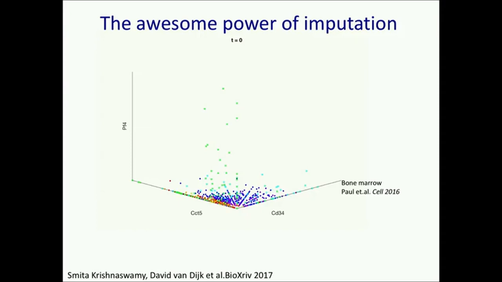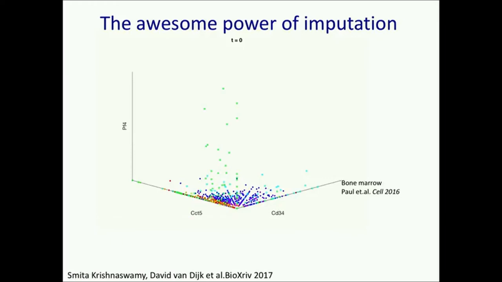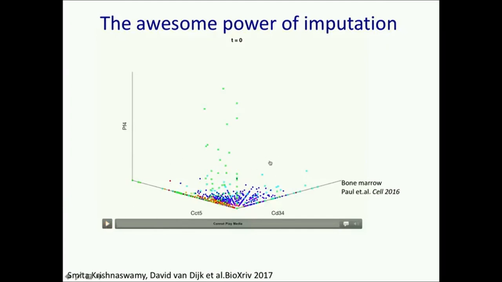I also love imputation. This is the one slide from my lab, together with Smita, who has her own lab, and David. And here is the power of imputation. We have a bunch of different cells. We have a lot of dropout. This is Ido Amit's data, who's here. And once we impute the data, we can actually recover the missing values, and this thing is not working.